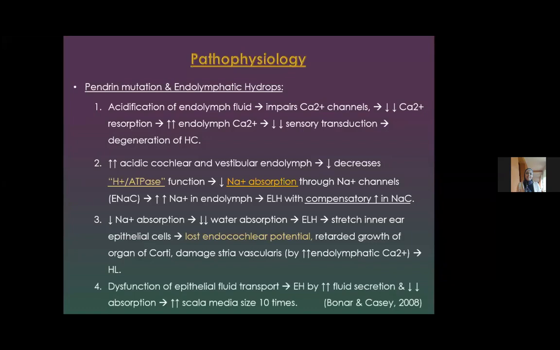Dysfunction of epithelial fluid transport by pendrin and SLC26 mutation also leads to more hydrops, more fluid secretion, and decreased absorption within cells. Even in some cases, the scala media reaches 10 times its normal size.